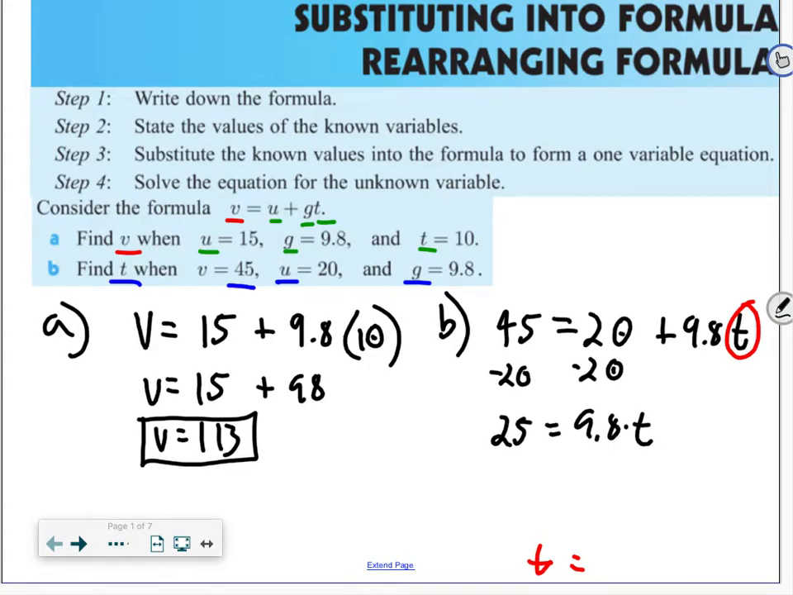Since t is being multiplied by 9.8, my undoing of multiplication, or my inverse, is dividing by 9.8. So I divide both sides by 9.8. And using a calculator, 25 divided by 9.8, I'm going to see that t is approximately equal to 2.55.